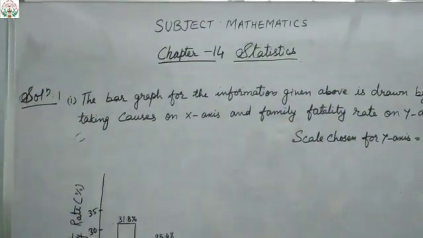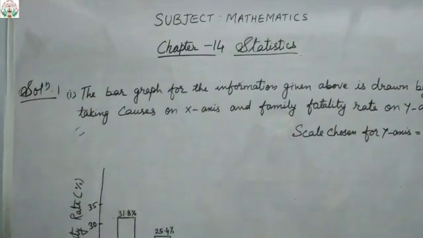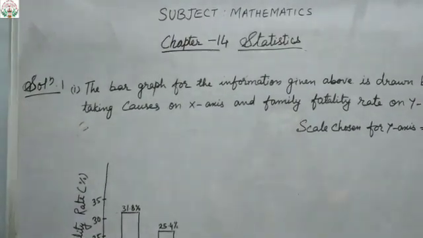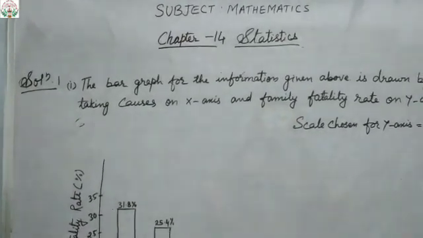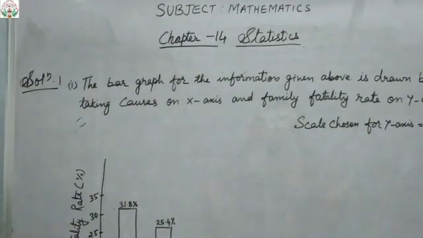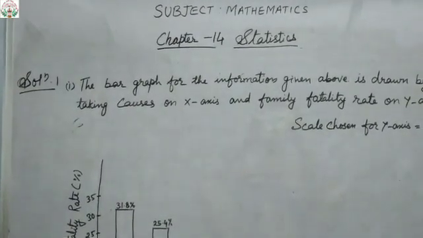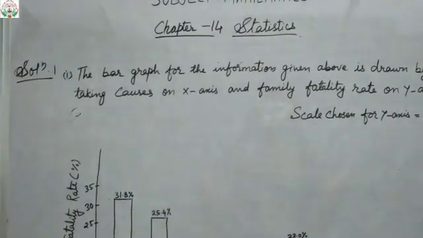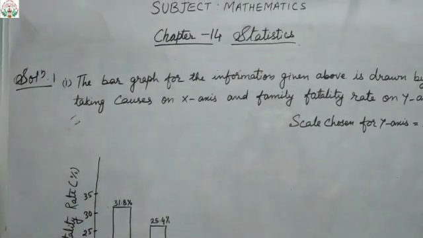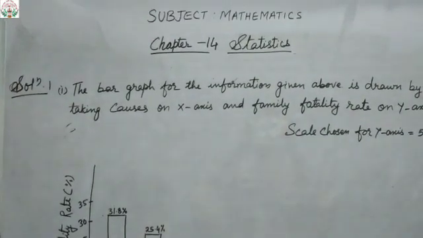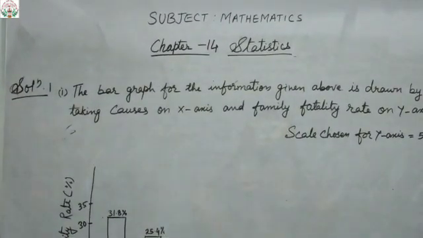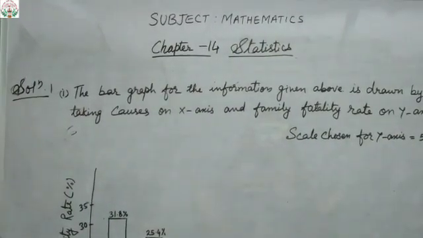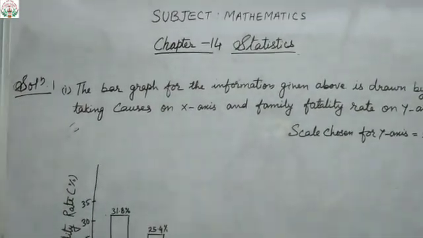Now let us see exercise 14.3, first question. See your book for the first question: a survey conducted by an organization for the cause of illness and death among women between the ages of 15 to 44 years worldwide found the following figures in percent.